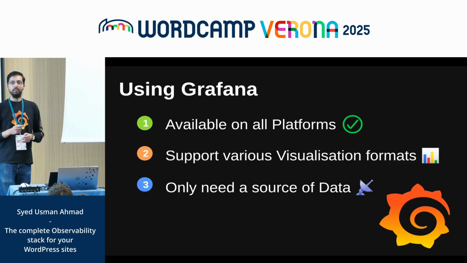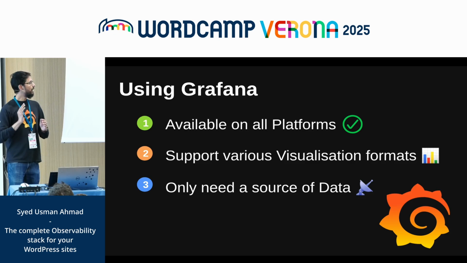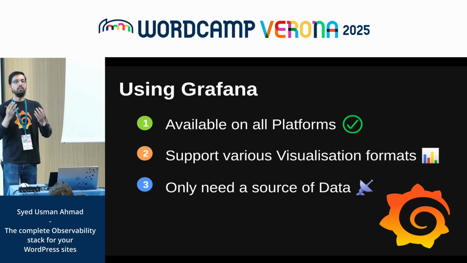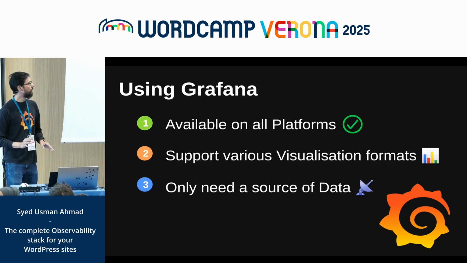Grafana is a totally open source tool. It is available on platforms like Linux, Windows, Mac. You can even run it on a Raspberry Pi. And it supports various visualization formats like time series, bar charts, pie charts, and so on. The cool thing is that it needs a source of data. What does it mean? If you have a database running somewhere, you tell Grafana, hey, this is the endpoint, this is the IP address, I give you the credentials, get me all the data from there. You don't need to go and configure the database inside Grafana. Grafana will say, just tell me the source and I will do the job for you.